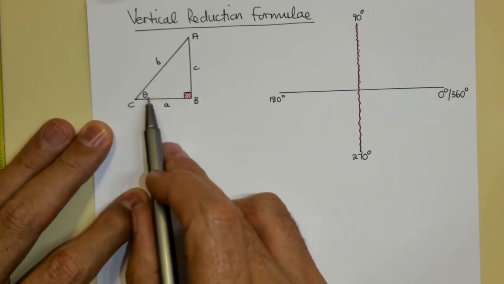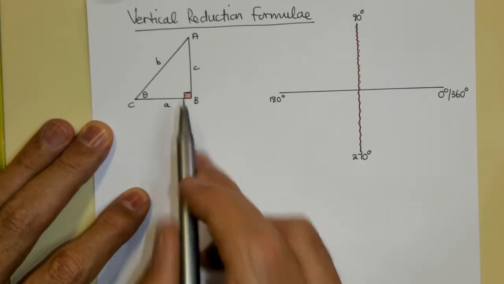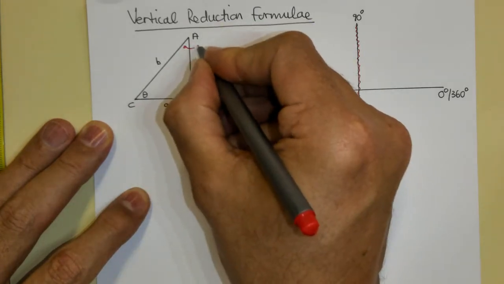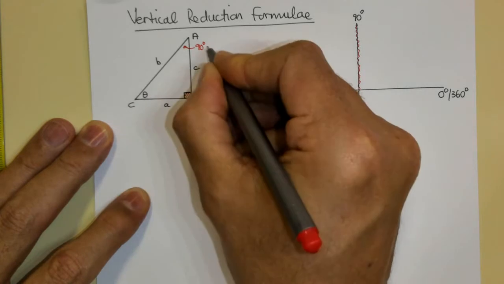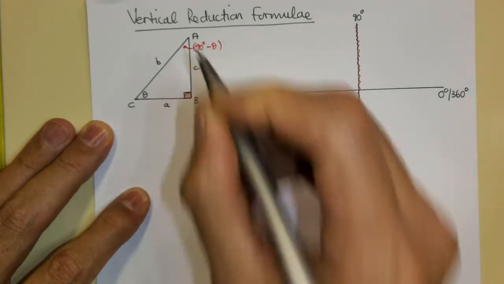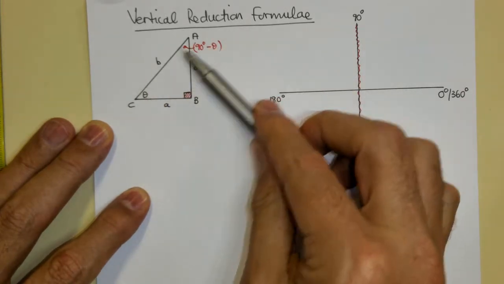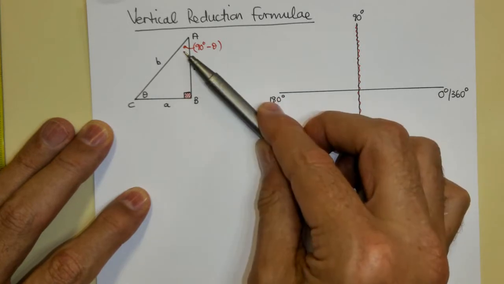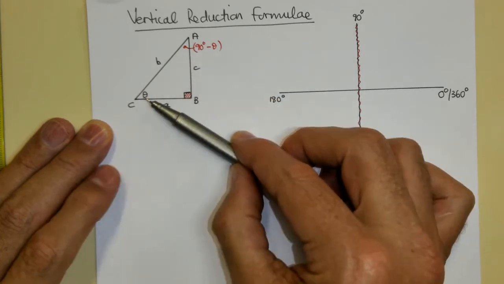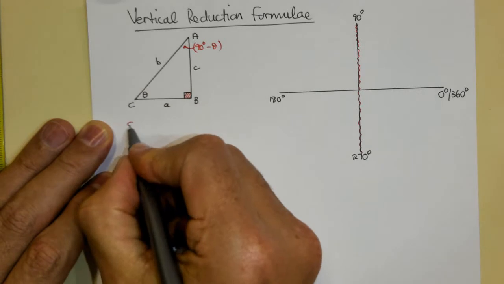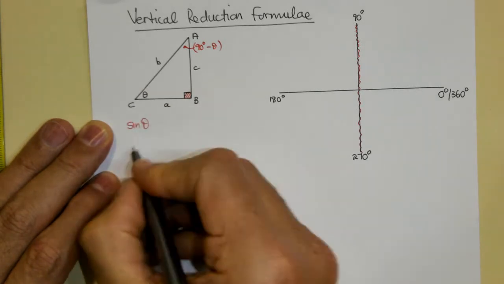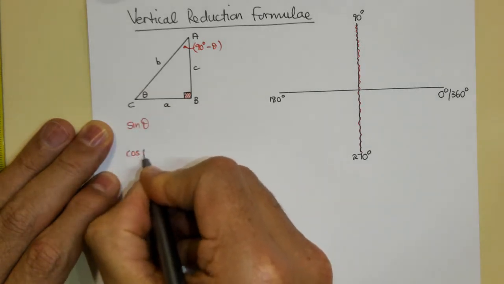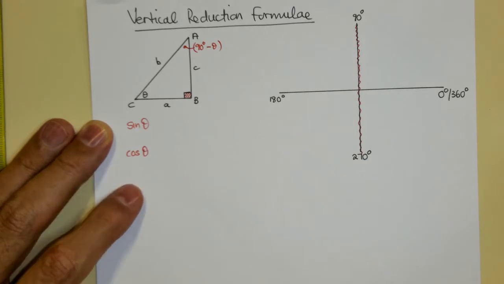I say this is angle theta because that is 90. This will be the complementary angle of theta, which is 90 minus theta. So these are two complementary angles, meaning together they add to 90 degrees. Now let's look at what the sine of theta is and what the cosine of theta was, to remind ourselves.